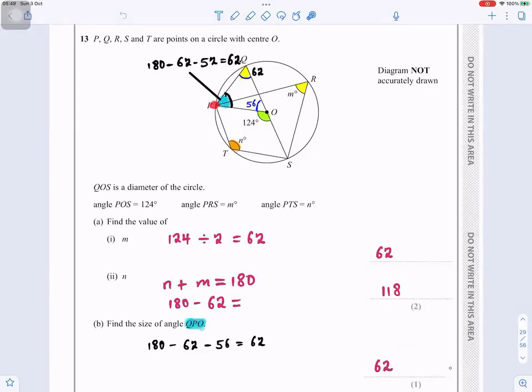So if you have this arc PS, you see that the angle from S to the arrow and the arrow to P, this angle will be the same as this angle because they all share the same arc.